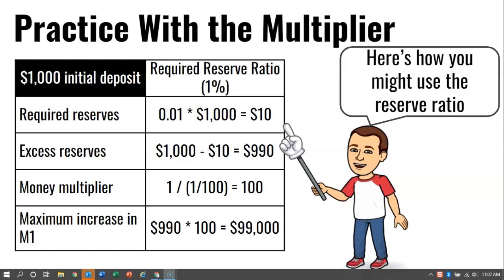So the maximum increase in M1 is the $990 in excess reserves that can be lent out times the multiplier 100. So we will see an increase of $99,000 on top of that $1,000 initial deposit. So we'll see $100,000 worth of M1 when I deposit $1,000 in the bank.